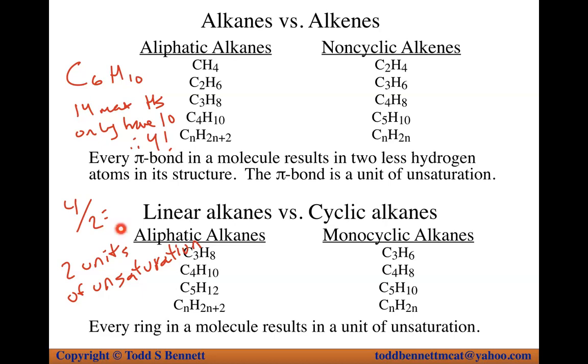So that would mean this structure would have to have 2 pi bonds, or a ring and a pi bond, or 2 rings. So we could draw it. I'll draw a 6-member ring for ease and put a double bond in it. I would have 1H, 2H, 3, 4, 5, 6, 7, 8, 9, 10 H's.